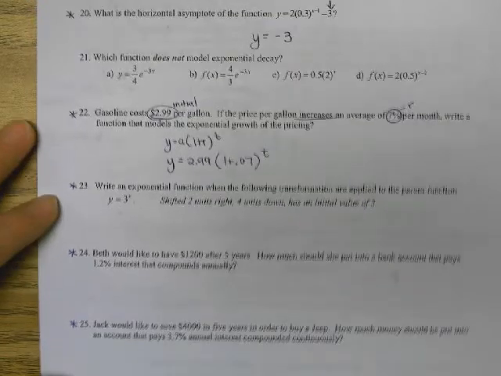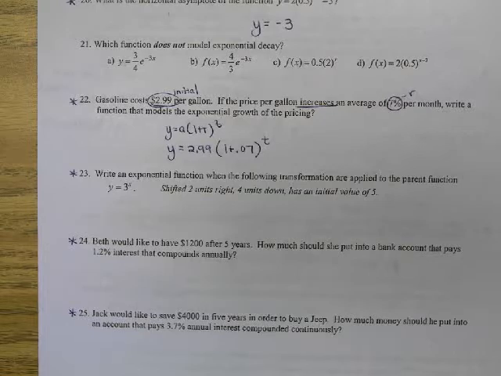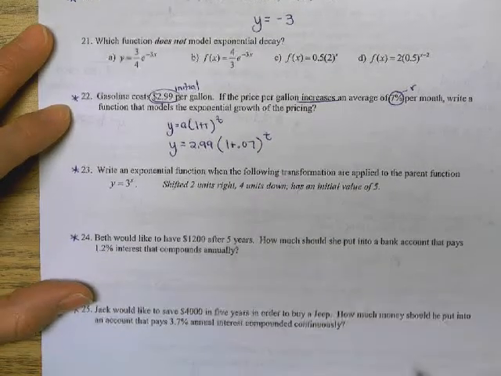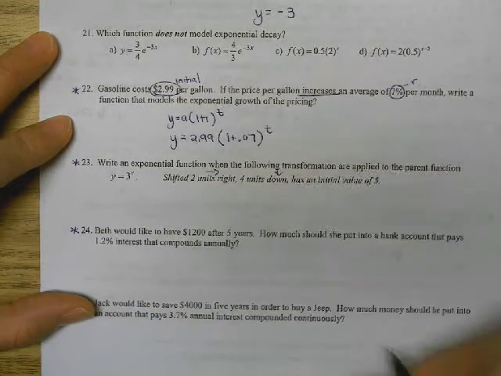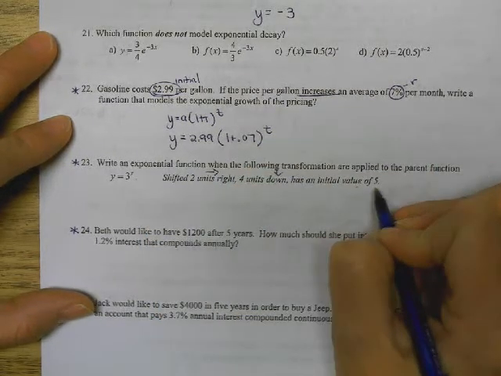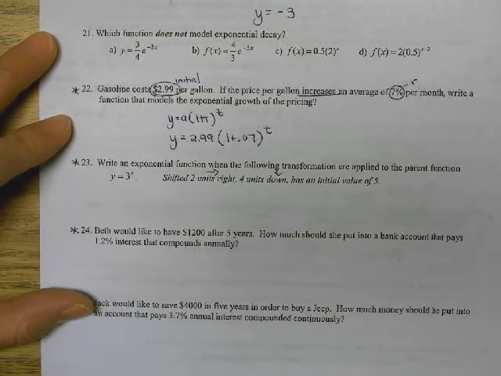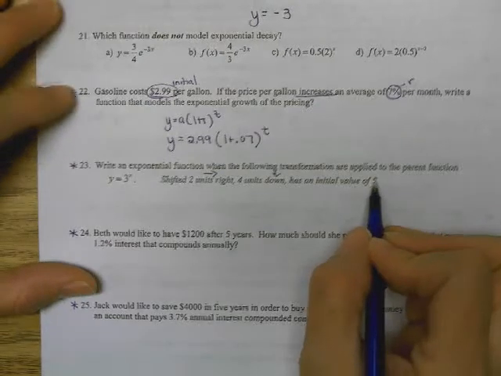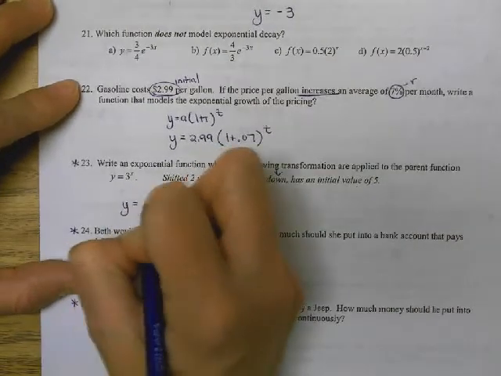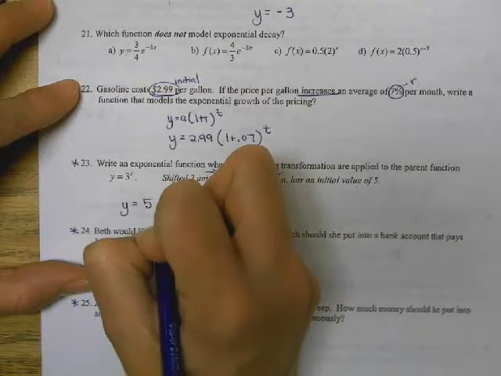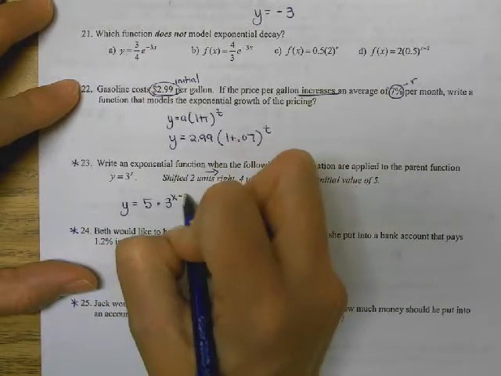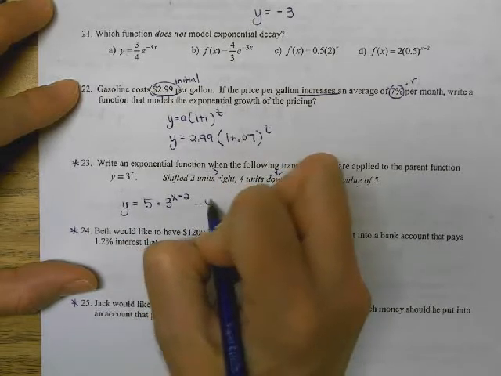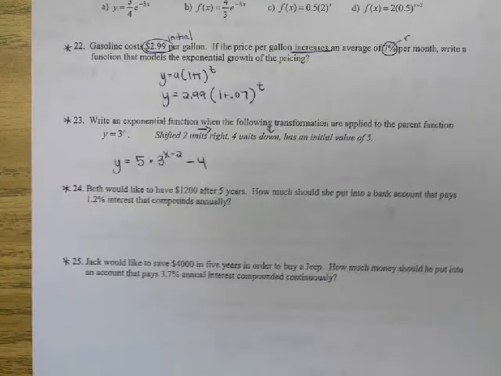All right, 23, write an exponential function when the following transformations are applied. So again, this is like one that we did earlier. This time our parent function is 3 to the x. We're going to go 2 units to the right, 4 units down, and has an initial value of 5. So our initial value is going to be the stretch, then 3 to the x. If I'm moving right 2, it's minus 2, and then down 4, minus 4. Okay.